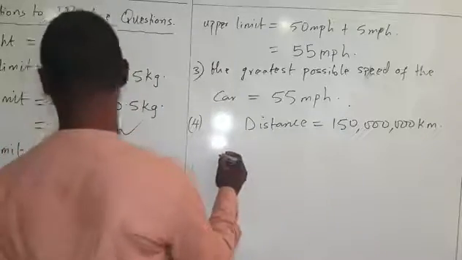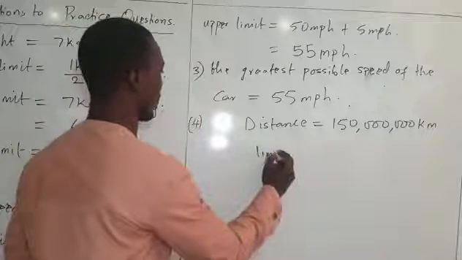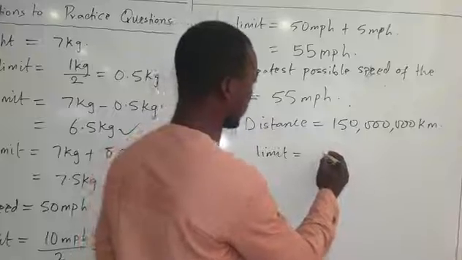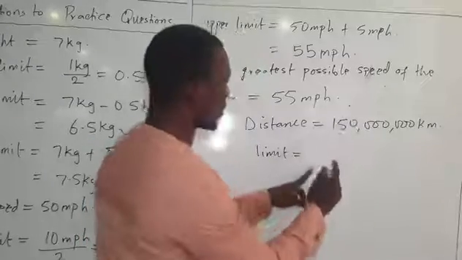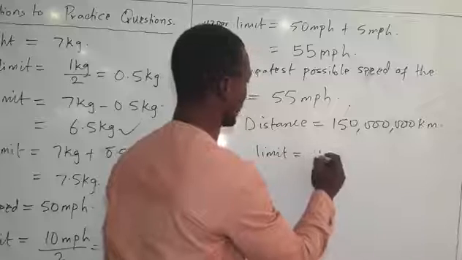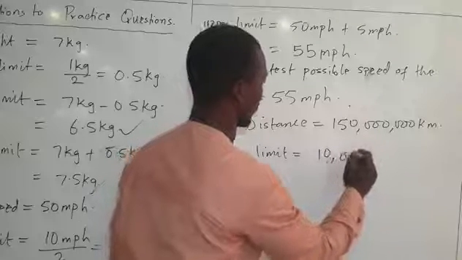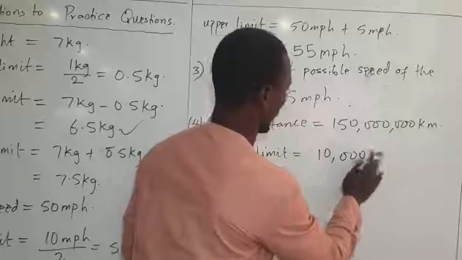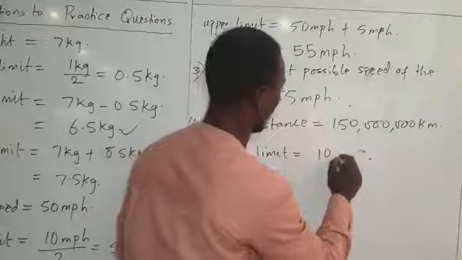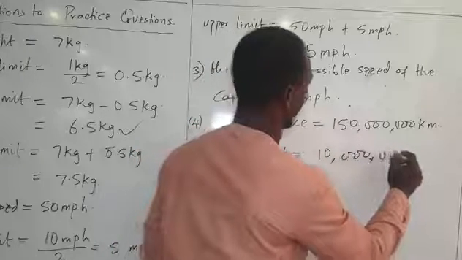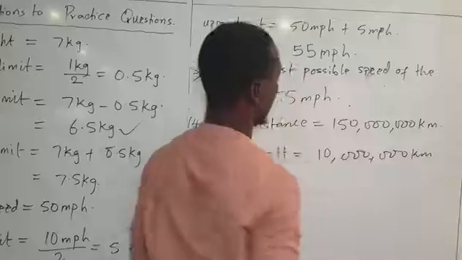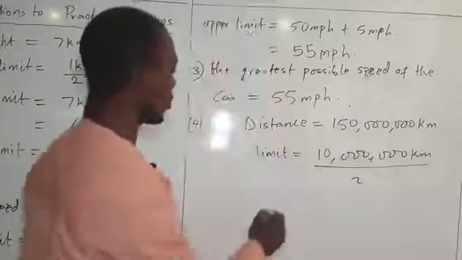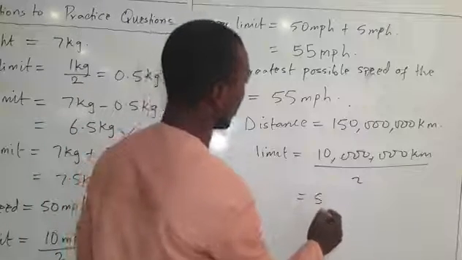So two significant figures, the lower limit, the limit. Divide by 2. So if we divide this by 2, we have 50.